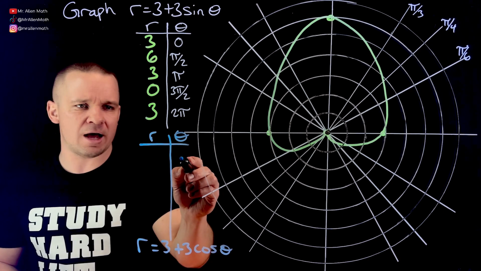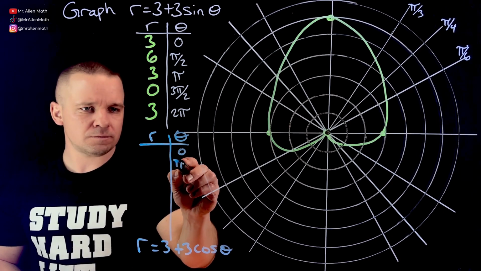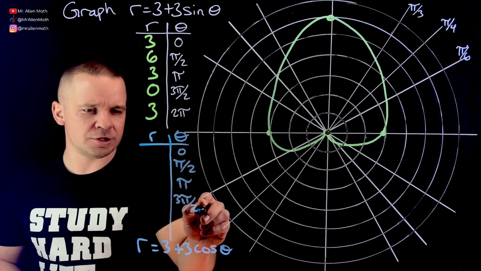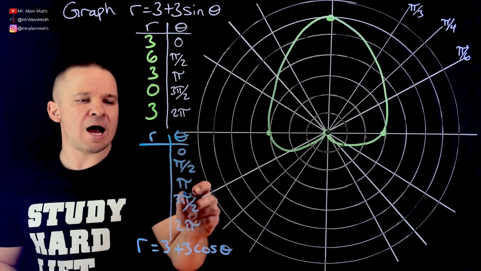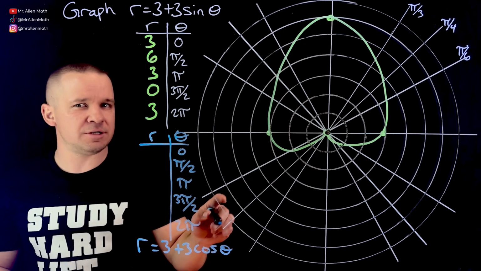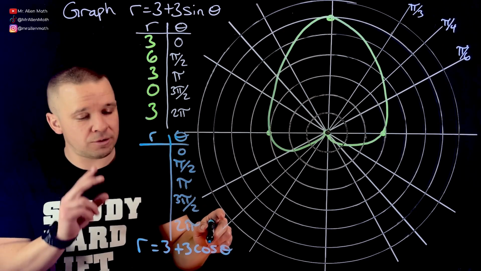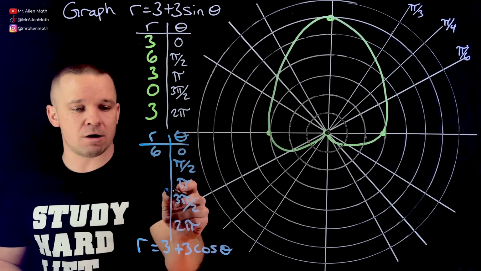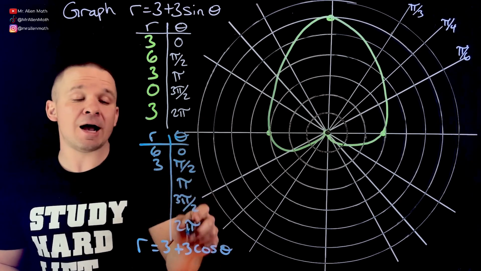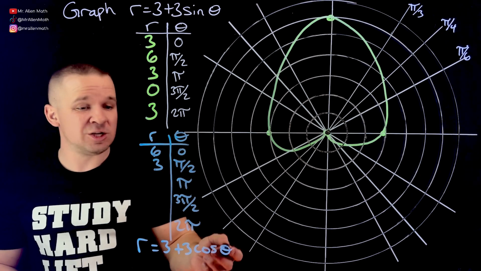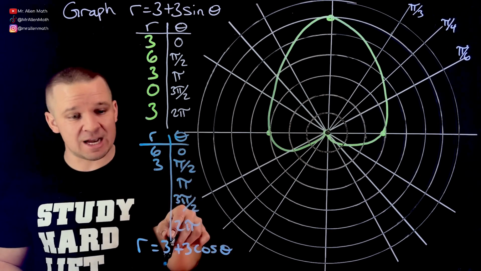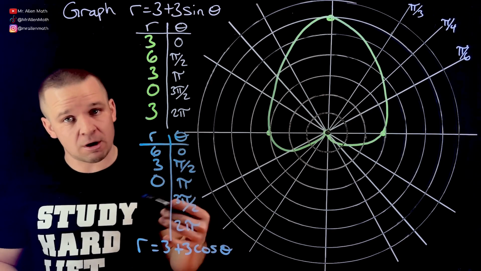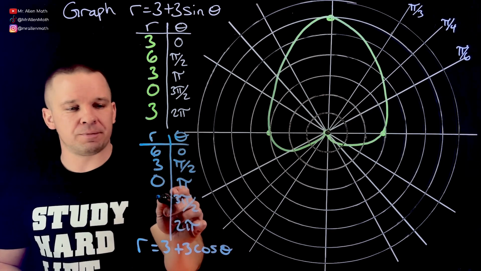What changes for that? Well, we're still going to have 0, pi over 2, pi, 3 pi over 2, and then 2 pi. But now when I do 0 here, cosine of 0 is 1, times 3 is 3, plus 3 is 6. Pi over 2 cosine is 0, so then we're going to get 3. At pi, it's negative 1, so we'll get 3 times negative 1 is negative 3, plus 3 is 0. At 3 pi over 2, cosine is 0. It's our x coordinate, remember? So then 3 plus 0 is 3.